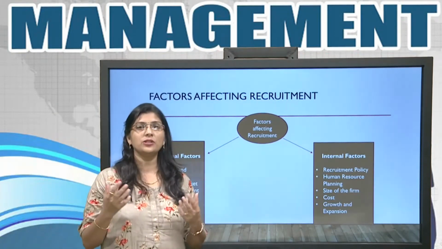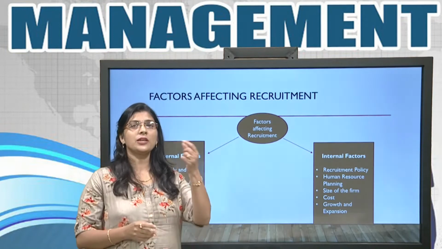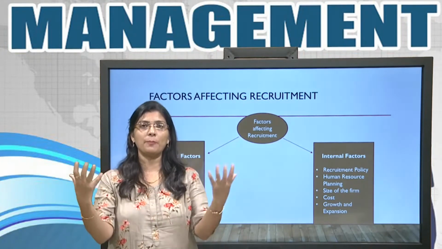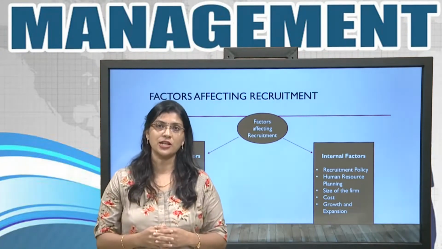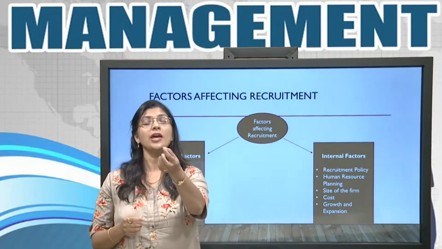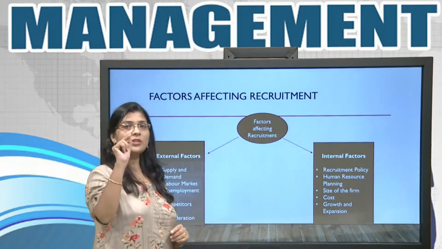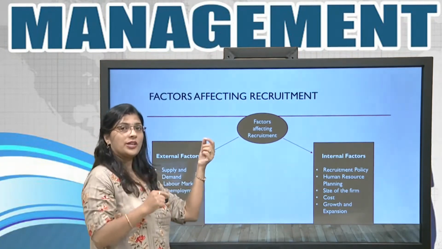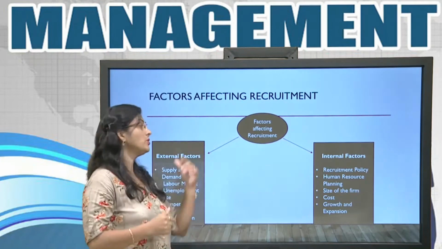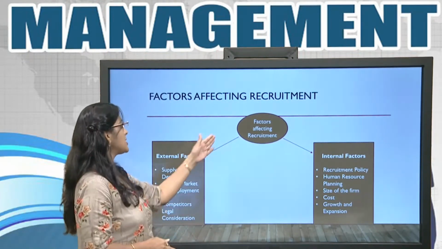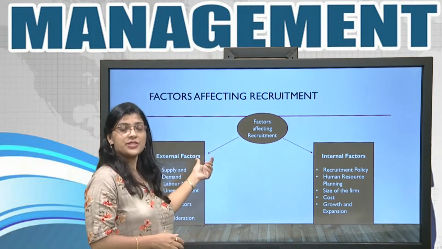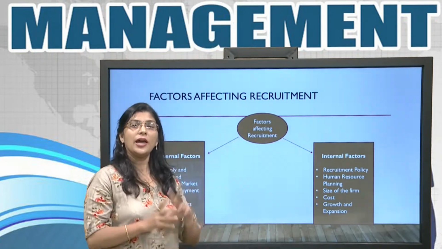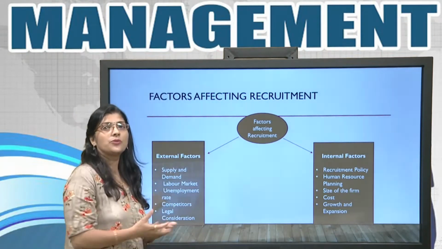There are various factors which affect recruitment. Let me give a revision kind of thing. What exactly is recruitment? It is the collection of applications, or creation of a pool of suitable candidates in the organization for a requisite job. Through that recruitment process, there are various factors which have an impact, and these are internal factors and external factors. Internal factors are related to within the organization, and external factors are related to outside the organization.